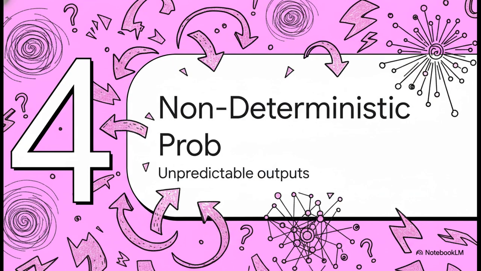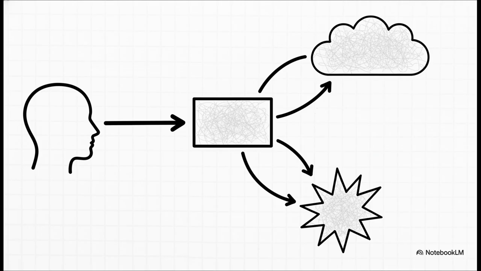Section 4. The non-deterministic problem. The chaos of unpredictable outputs. This foundational architecture leads us right into the biggest conflict when using generative AI in any professional pipeline.